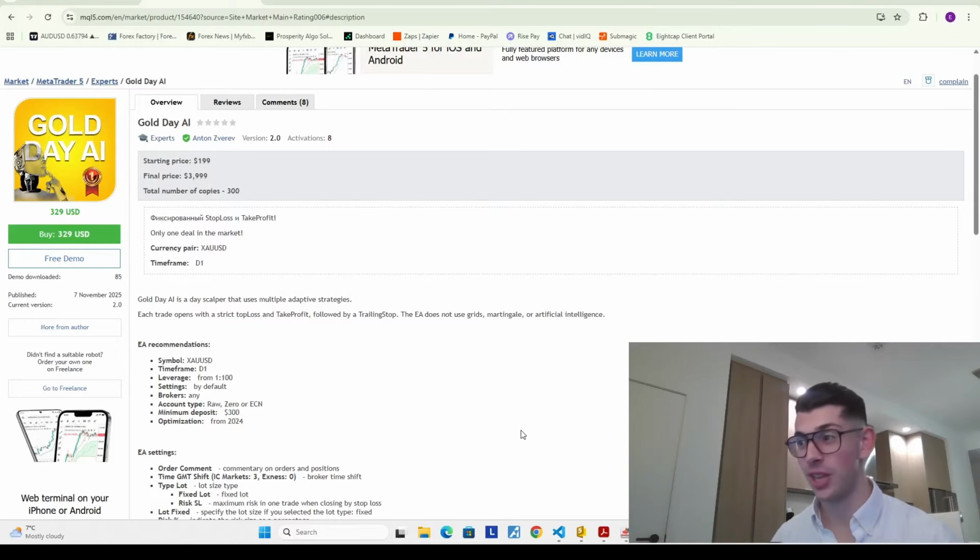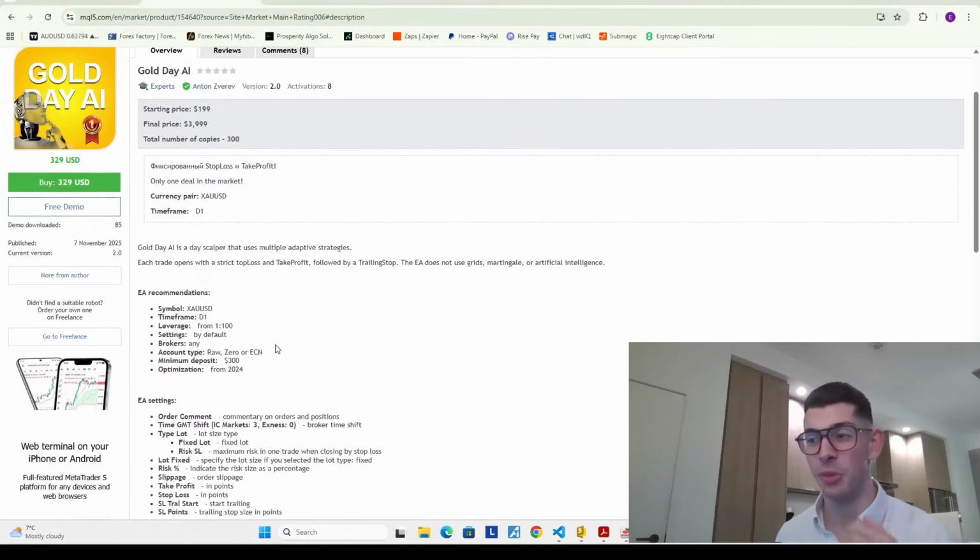My favorite part about this sales page, which is kind of hilarious, is that it says the EA does not use grid, martingale, or artificial intelligence. Yet the name is literally Gold Day AI. So this is a prime example of somebody trying to rank a bit higher on the MQL5 marketplace, because he knows that some folks are searching for the term AI, but at the end of the day, he's not actually using AI. But I actually prefer this approach because he's not just lying. It's in the name, but it doesn't necessarily need to be artificial intelligence. Perhaps it's his grandmother's initials. You have no idea what exactly it means here, but I found that kind of amusing in my opinion.